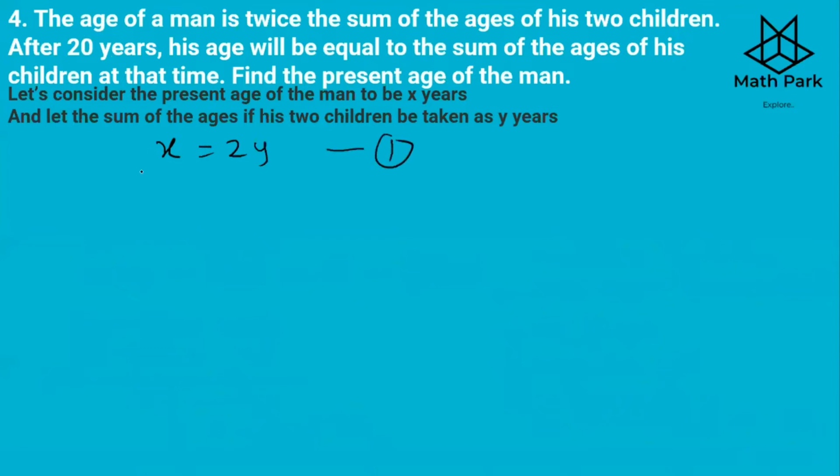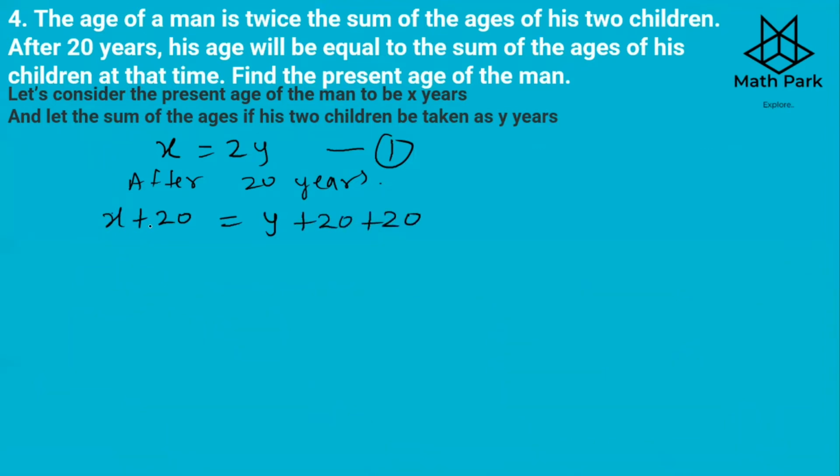After 20 years, so what is going to happen? The age of the father is going to be x plus 20, and the age of each of the sons is going to be 20 more. So after 20 years, the father's age will be equal to the sum of the ages of the children at that time. The sum of the ages is given as y, but each son's age is going to be increased by 20, so plus 20 plus 20, two sons are there.